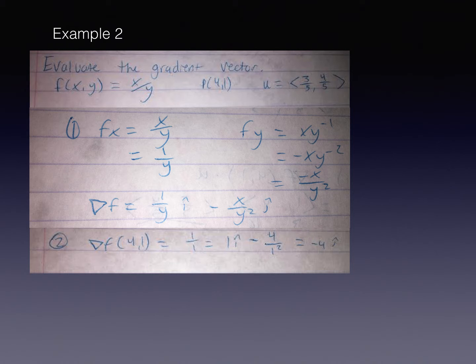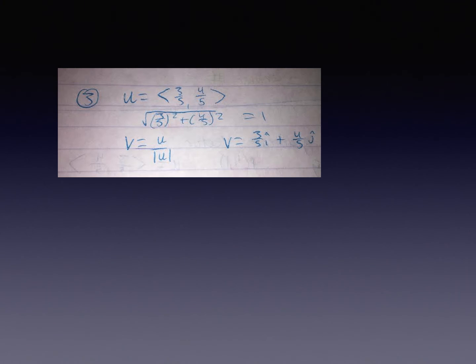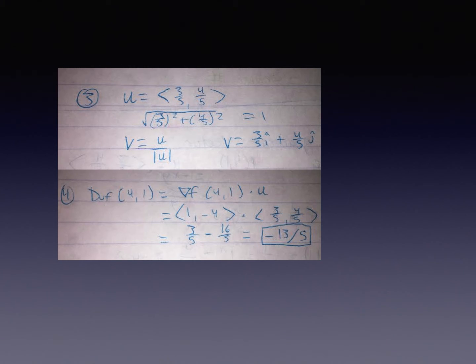For the second step, we'll plug in the point 4, 1 to get 1i minus 4j. For the third step, we'll take the magnitude of the vector v, which is the square root of 3/5 squared plus 4/5 squared, and we get 1. So v is 3/5 i plus 4/5 j. Finally, we multiply the gradient vector at 4, 1 times the unit vector v to get 1, negative 4 dot 3/5, 4/5 using the dot product, and we get a scalar number of negative 13/5.